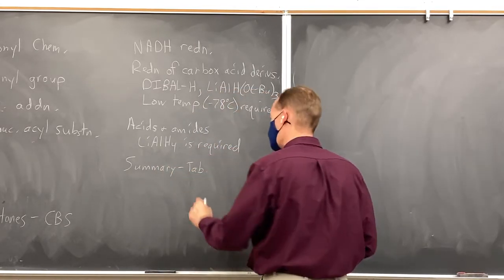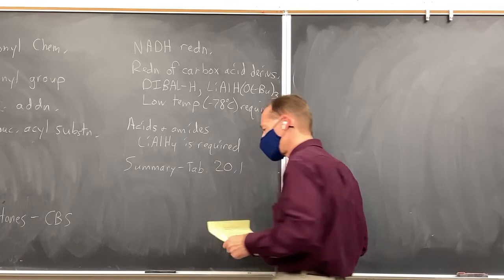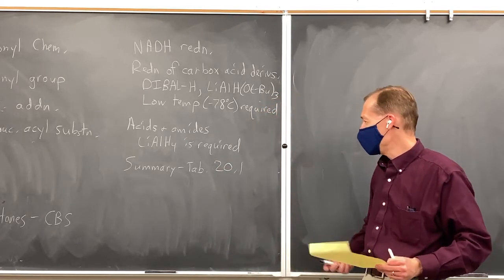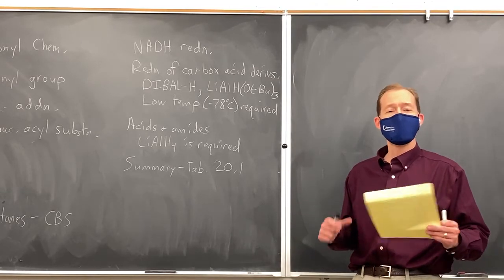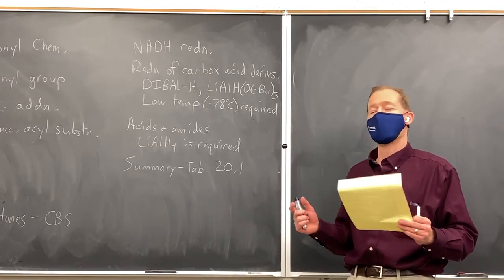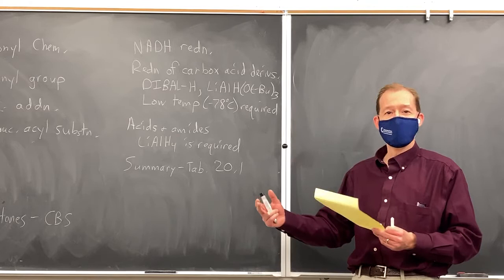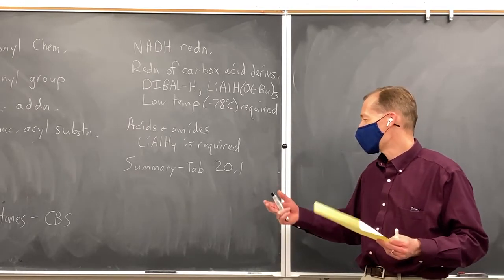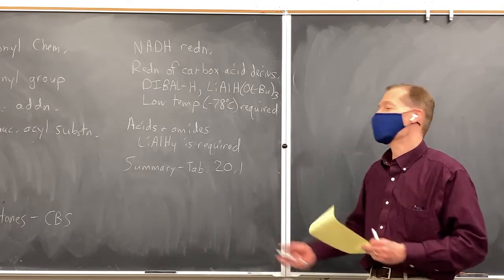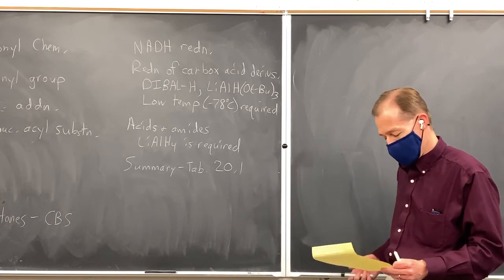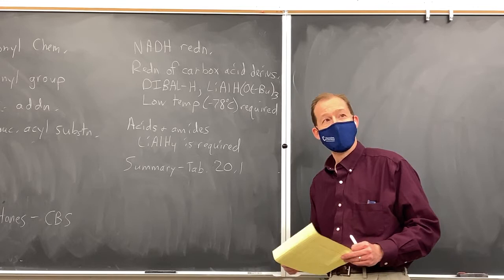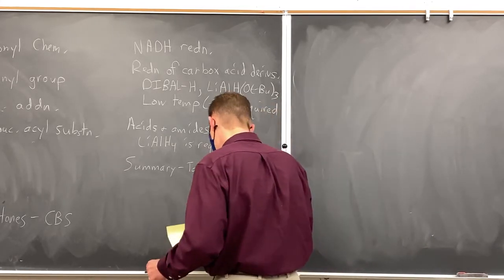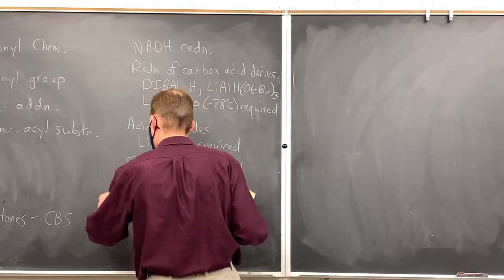It is table 20.1. And again, you shouldn't memorize the information in the table. You should understand the outcomes. You should understand why reacting a given reducing agent with a given carboxylic acid derivative or an aldehyde gives the product that it does. Okay, so if you understand the material in this table, you'll know that you're well prepared to take the exam.